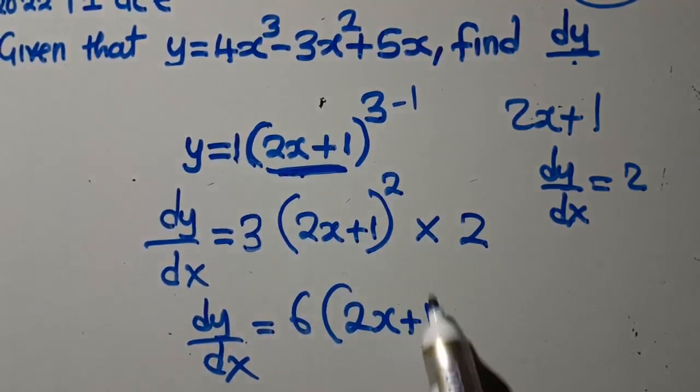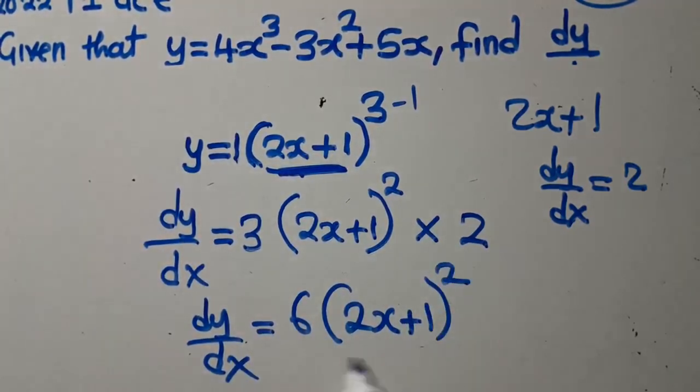2x plus 1, squared, times 2. This is your answer, as simple as this. So this is how you needed to work out these things. These are the procedures that are supposed to be done. As simple as this. This is what I wanted you people to do. This is what I wanted you people to answer questions like this.